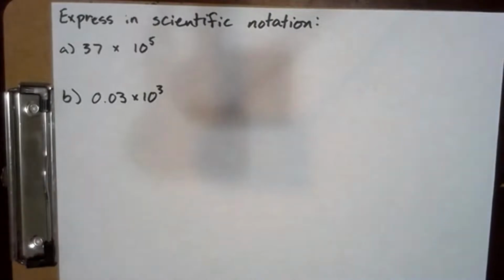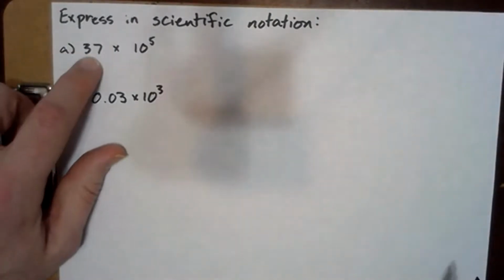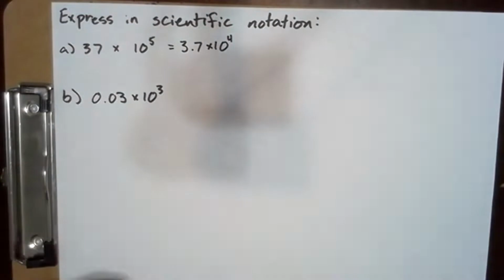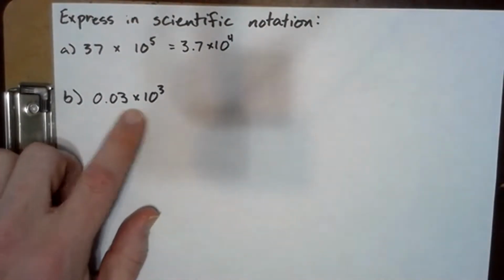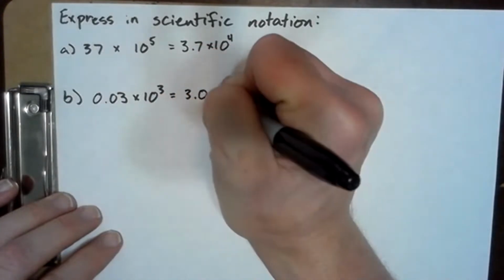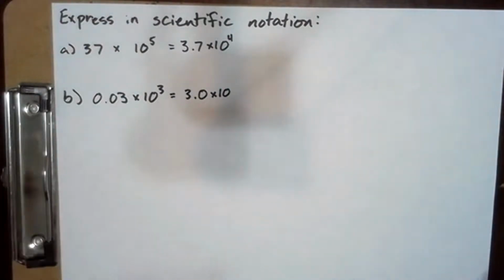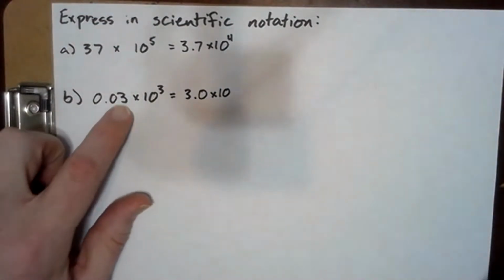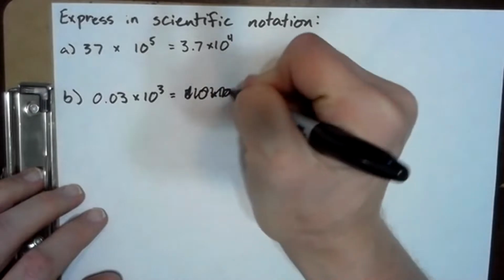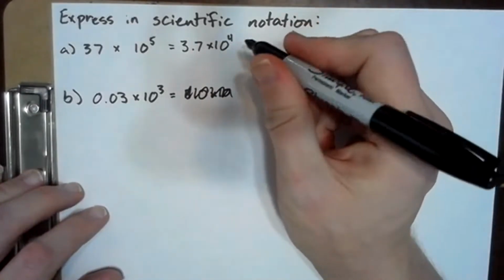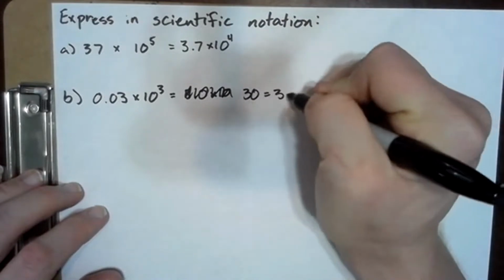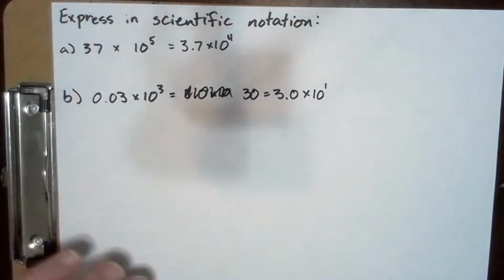Here we want to express these numbers in scientific notation. Well, we've got 37 times 10 to the 5th is 3.7 times 10 to the 6th. 0.03 times 10 cubed is 3.0 times 10 to the, okay, so this is 10 cubed, let's just turn it into a regular number first. We'll need to move our decimal place 3 to the right, so that's going to be 30, which is 3.0 times 10 to the first.